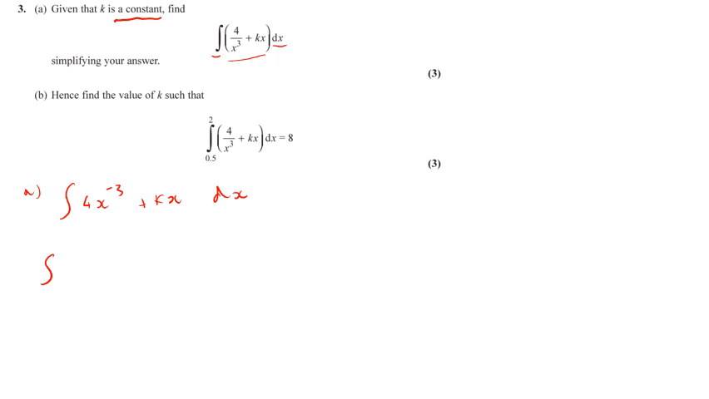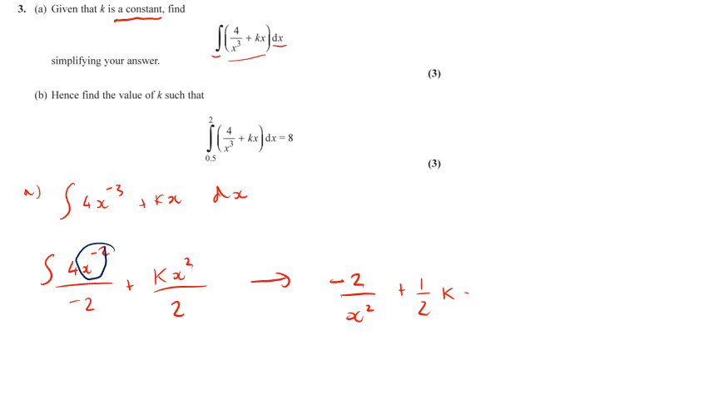After that then, when we integrate, we add 1 to the power and divide by the new power. We now just need to simplify what we've got written here. So this becomes, well, 4 divided by minus 2 is minus 2 over x squared, because this x to the minus 2 is just 1 over x squared. And then it will be plus half k x squared.